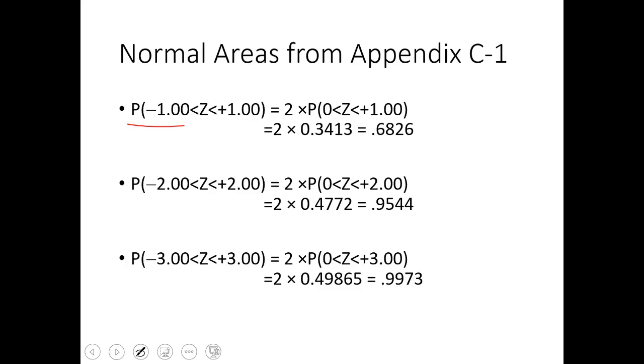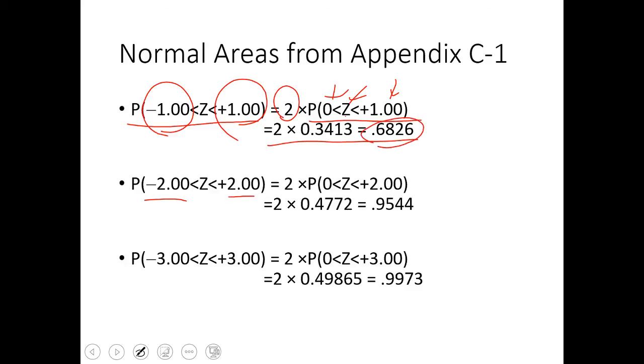So the probability that z is between minus 1 and 1 is 2 times the probability that z is between 0 and 1, because the normal distribution is symmetric. So we find 68 for minus 1 to 1, 95 for minus 2 to 2, and 99 for minus 3 to 3. So how can we know these values? We can use appendix C1.